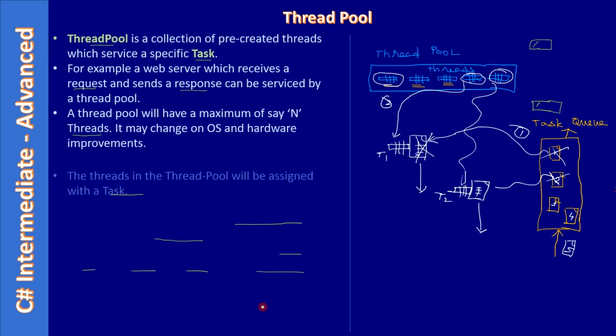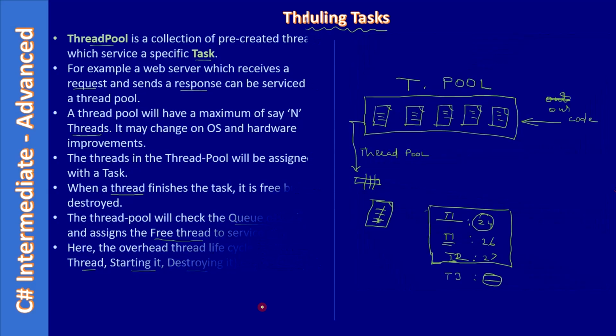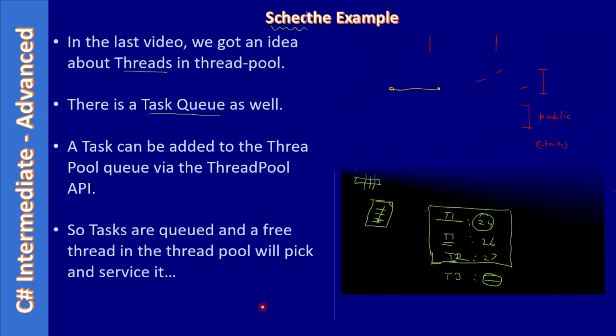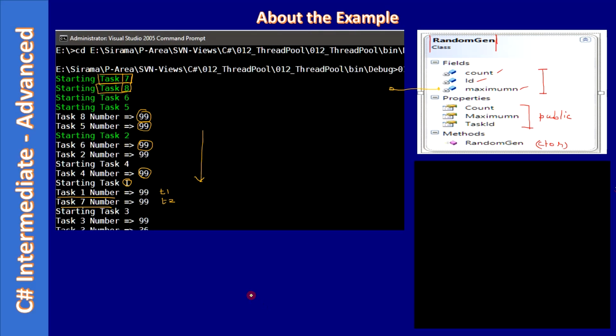So in the previous video, we talked about what is ThreadPool and queue. Then we talked about scheduling the task. Then we talked about the example. And now in this video, we will implement the example so that it will print the random number. There will be only one task at this stage, but anyhow here we are testing how the random number generation is working.